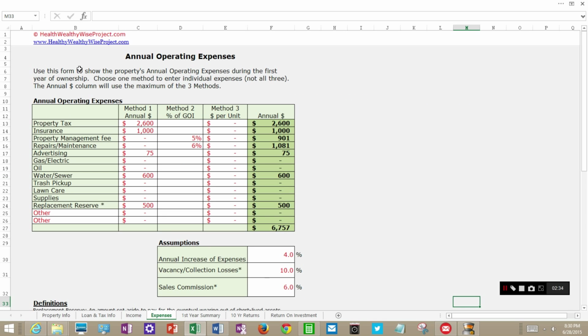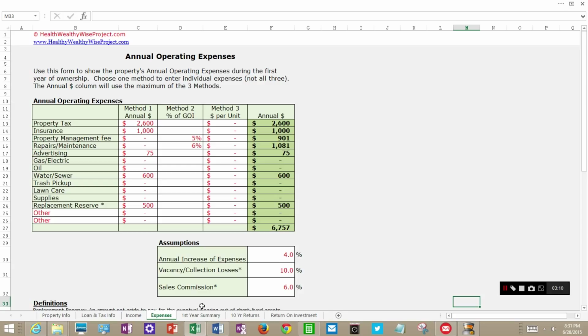On the expenses tab, there are 3 methods to enter your expenses. If you have a direct estimate, if you want to use a percentage of gross operating income, or if you want to do it on a per unit basis, say for an apartment building. Other expense assumptions that are modeled are your increase in expenses, vacancy and collection losses, and sales commission. And that's the hard part. All of the data is entered at this point.